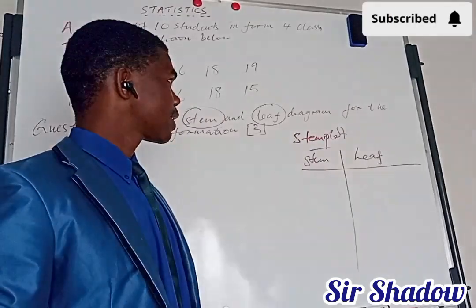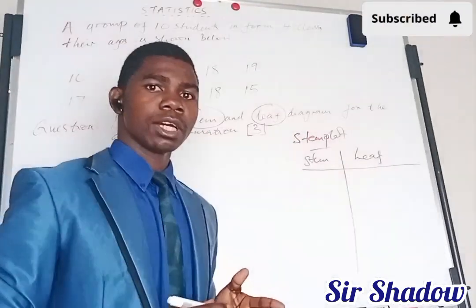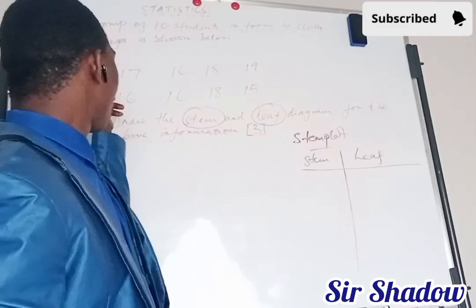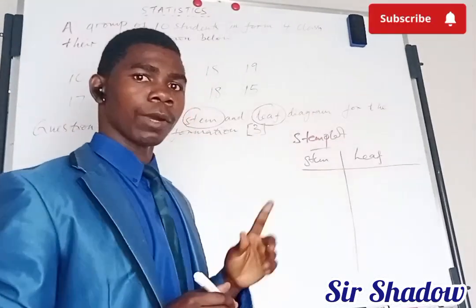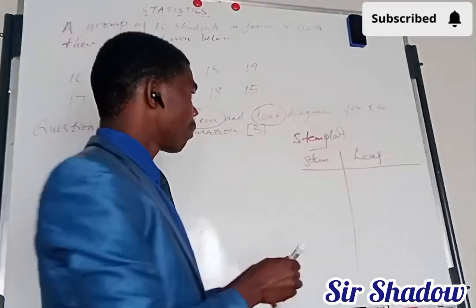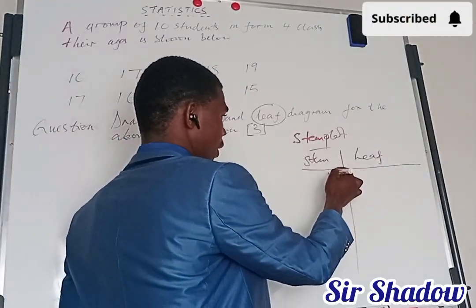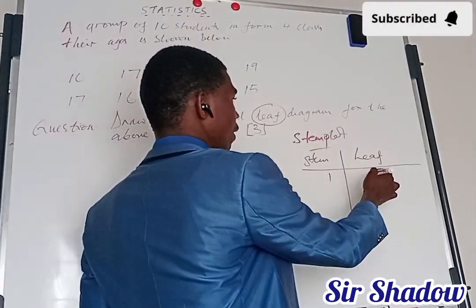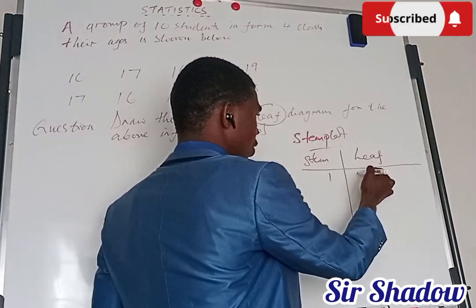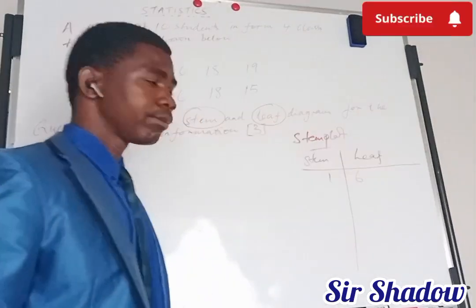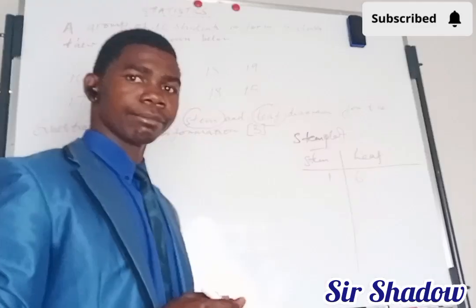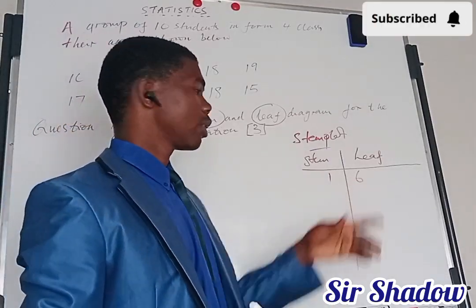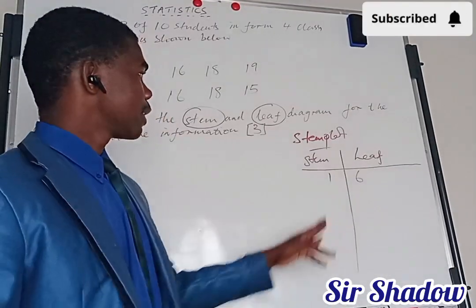The next step, from these given values, remember we have two digits per value. We have 1 and 6, which is 16. So for the stem, let's write the first value from these two digits, which is 1. Then the second value is 6, which means 6 should be shown on the leaf side. Right. It's just a symbol.